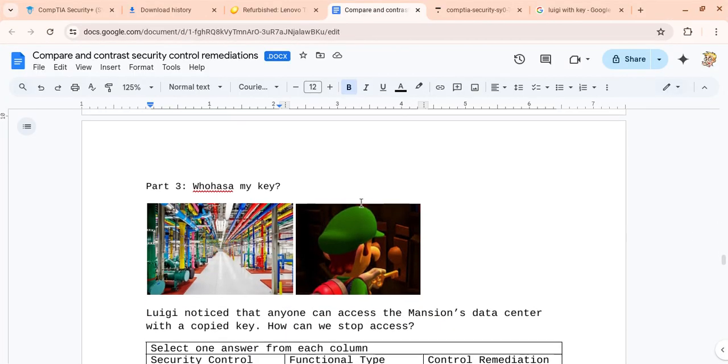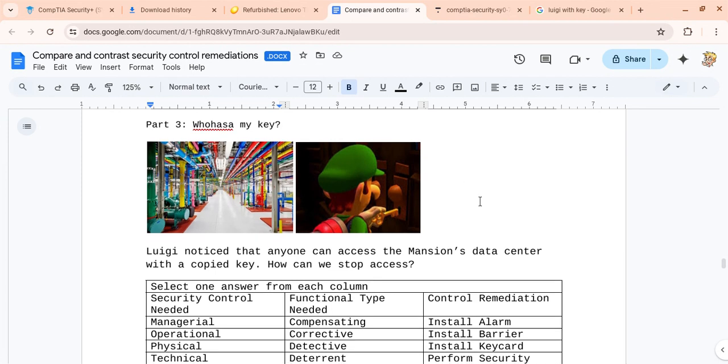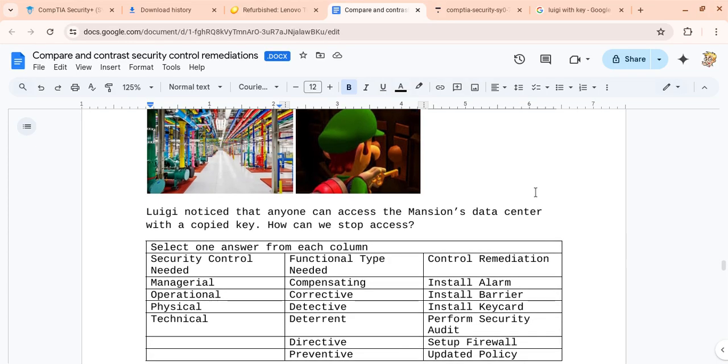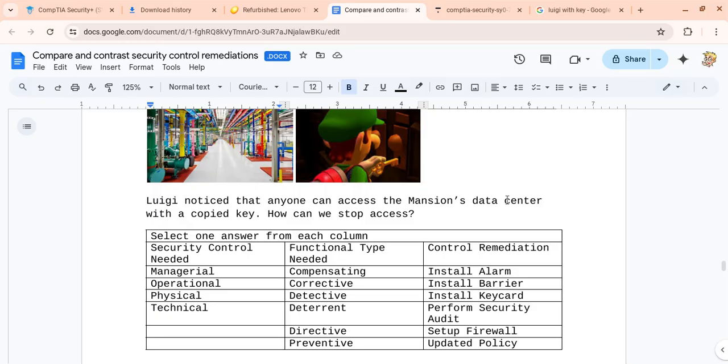Who has a monkey? Anyway, if you like Luigi's Mansion, shout out to you. Luigi noticed that anyone can access the mansion's data center with a copied key. How can we stop access? Okay, so let's think here. Stop access, right? Those are bold words, keywords. Anyone maybe? Yeah, okay. Access twice. Well, let's just see it twice. Must be pretty important then, huh?